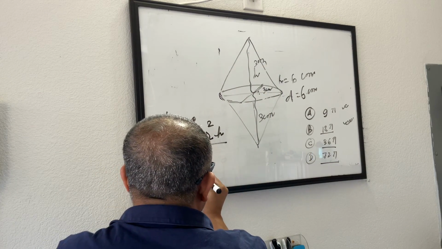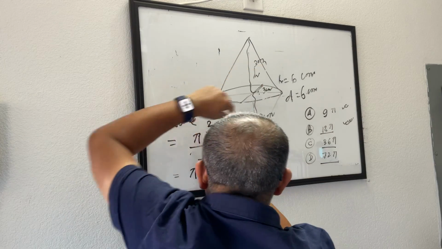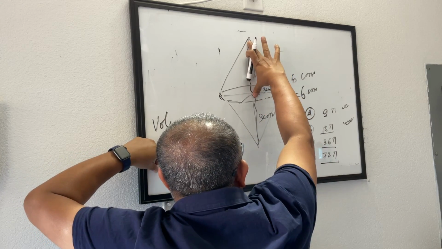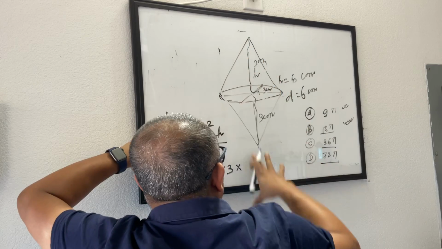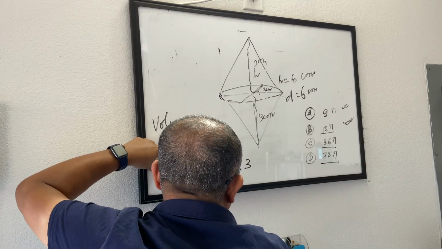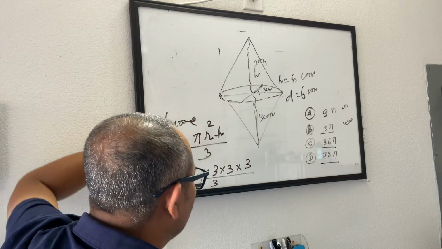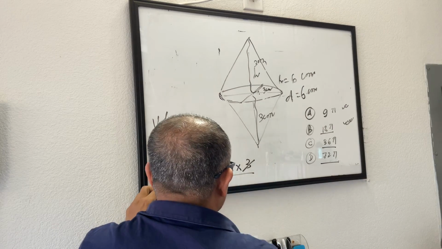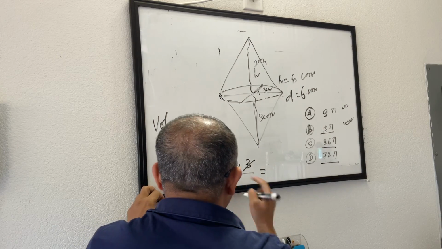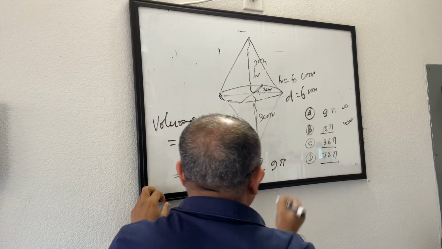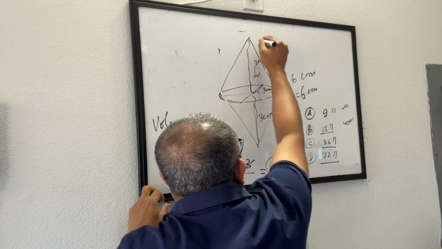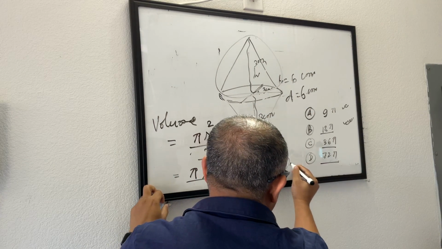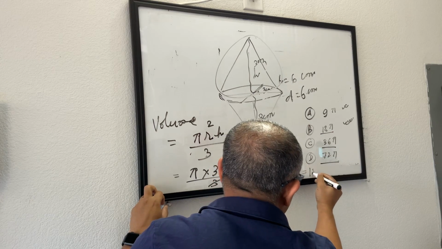So pi times r square. What is my radius? 3 centimeter. 3 square, so 3 into 3, times h. Again, h of the cone, not the entire h, so I'm talking about 3. Divide that by 3. Do we have to do any calculation? We just cancel this 3 and this 3, tic-tac-toe. Done. 3 into 3, 9 into pi. This is what I got. But this is my volume for one cone. And the other one also has to be added, which will be the same as this one. So 9 pi plus 9 pi, that is how it adds up to become 18 pi.